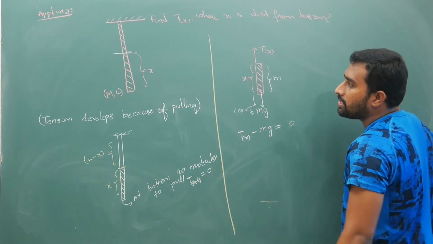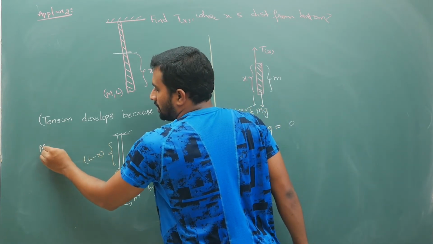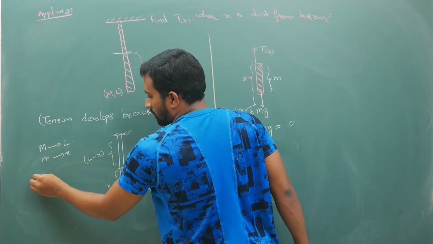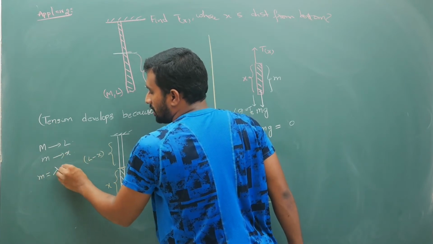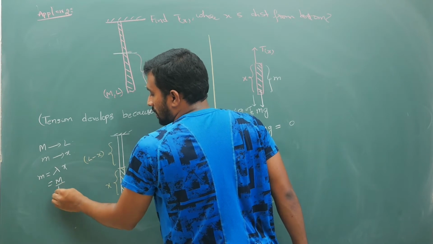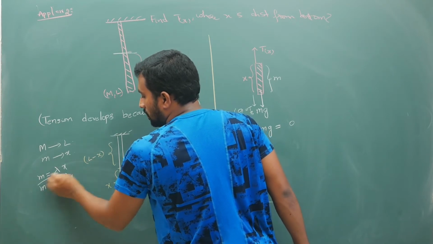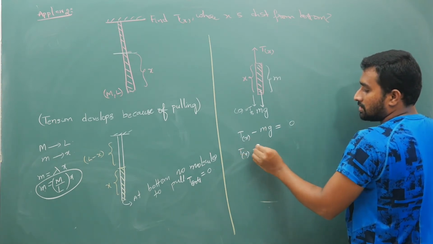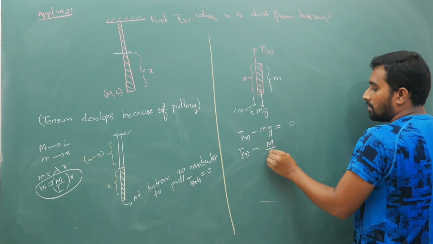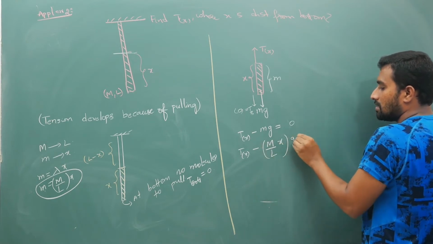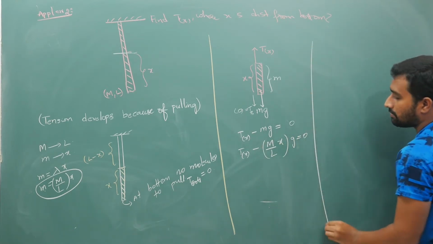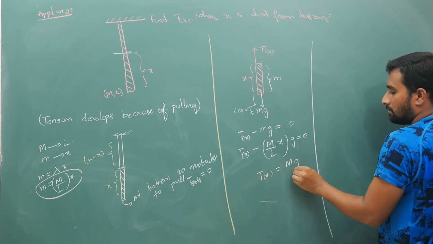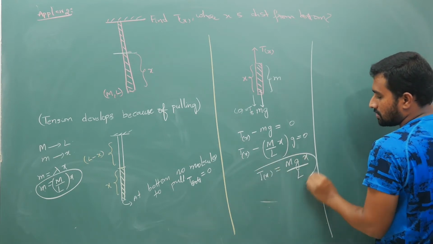Now following the same logic, the rope has mass M and length L, and the small mass m has length x. So small m is lambda into x, or capital M by L into x. This is your small mass. From that, T of x minus m by L into x into g is equal to 0. From here, tension as a function of distance is Mgx by L.